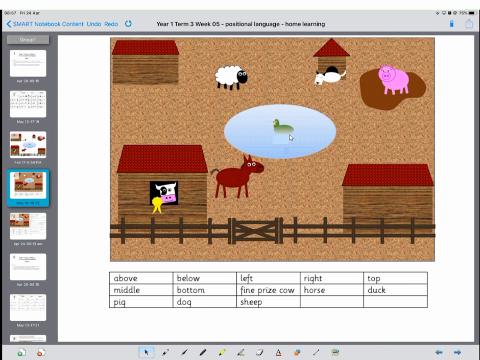Okay, so that's got to be the duck in his duck pond. And now, this is where it gets a bit difficult. Point to the animal that is the bottom left of the farmyard. Brilliant. It's the prize cow, what all the fuss is being made about. And then I want you to point to the animal that is to the right of the prize cow.